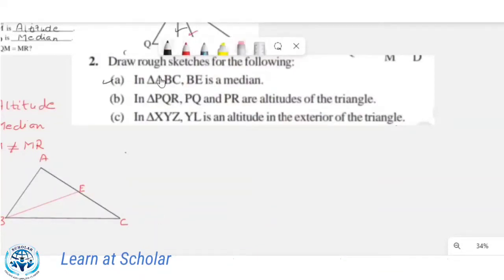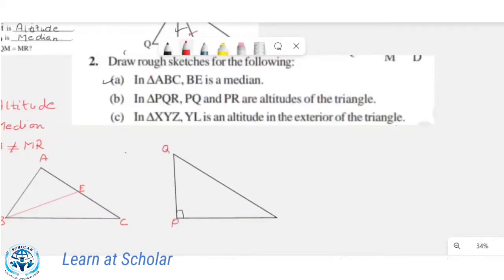In the second one, in triangle PQR, PQ and PR are altitudes of the triangle. As I already told you, in a right angle triangle, two sides are the same as the altitudes of the triangle. So I have drawn a right angle triangle PQR. PQ and PR are altitudes of the triangle and also the sides of the triangle.